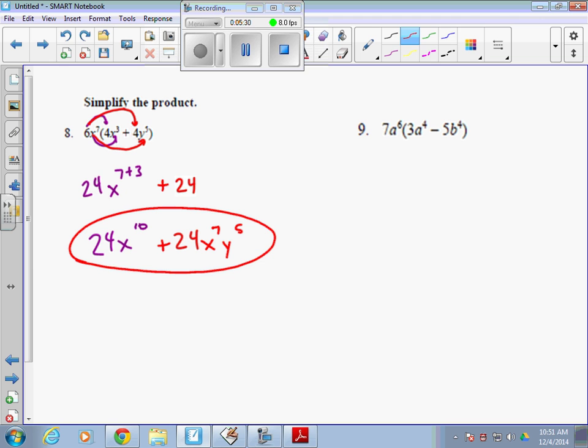Do the same thing with number 9. Distribute 7 times 3 is 21. A to the 6th times a to the 4th is a to the 6th plus 4, which is 21 A to the 10th. Do the same thing and distribute 7 times negative 5. That's going to be negative 35. And then again, one's an A and one's a B. So we have A to the 6th, B to the 4th.